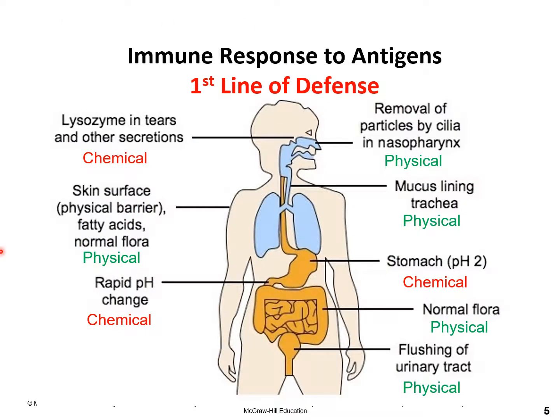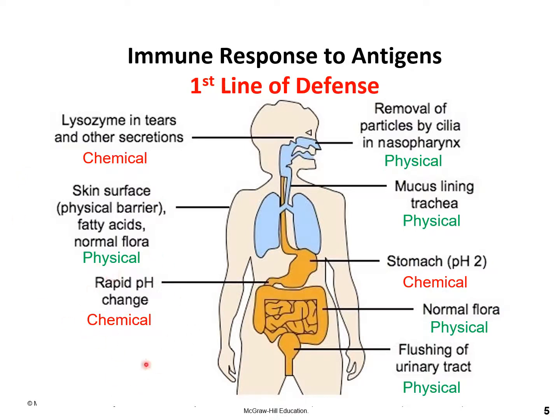The first line of defense, the immune response to non-specific antigens, can be seen in a number of different physical and chemical barriers that are naturally part of our bodies. For example, chemical barriers that exist in our tears and other secretions called lysozyme. These are enzymes that are known to break down proteins and break down cells like bacterial cells.